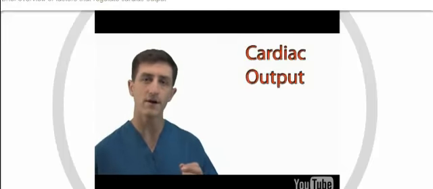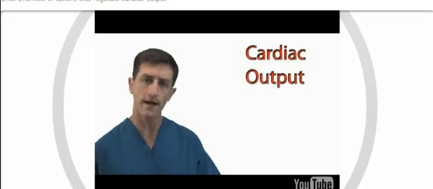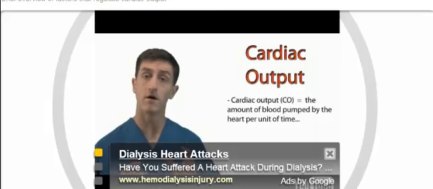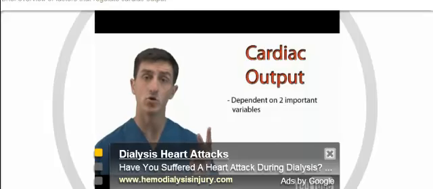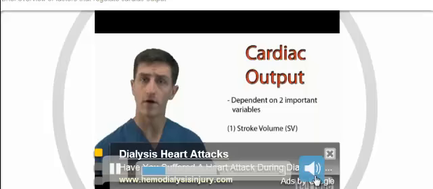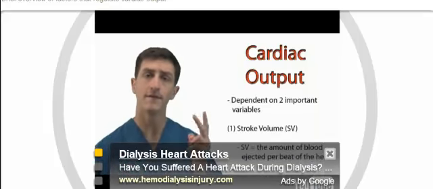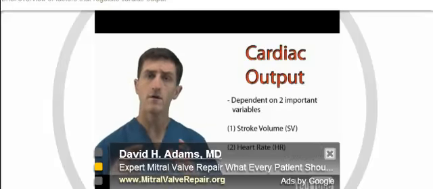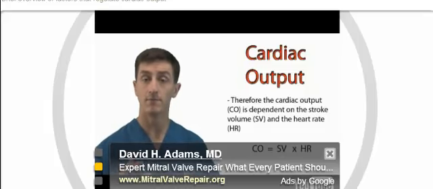Today we're going to talk about a very important component of cardiac physiology, the cardiac output. Cardiac output is the amount of blood that the heart pumps to the rest of the body per unit of time, and it's dependent on two important variables. The first variable is the stroke volume, which is the amount of blood that is pumped per beat of the heart. The second variable is the heart rate. So the cardiac output is basically the stroke volume times the heart rate, which gives us a volume of blood pumped per unit of time to the rest of the body.